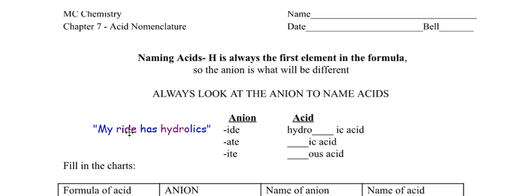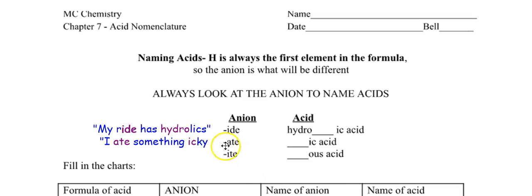Then if your anion ends in "ate", then it's an -ic acid. So here's a little saying: I ate something icky. Everyone, let's say this together. Ready? I ate something icky. So that tells you that it's an -ic acid.